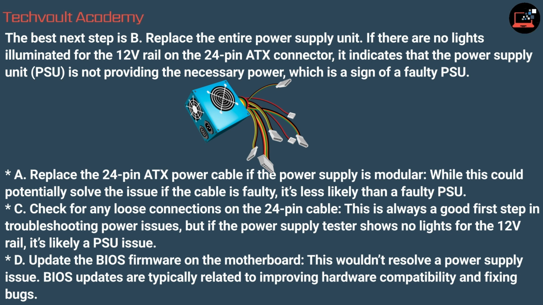A. Replace the 24-pin ATX power cable if the power supply is modular. While this could potentially solve the issue if the cable is faulty, it's less likely than a faulty PSU. C. Check for any loose connections on the 24-pin cable. This is always a good first step in troubleshooting power issues. But if the power supply tester shows no lights for the 12-volt rail, it's likely a PSU issue.